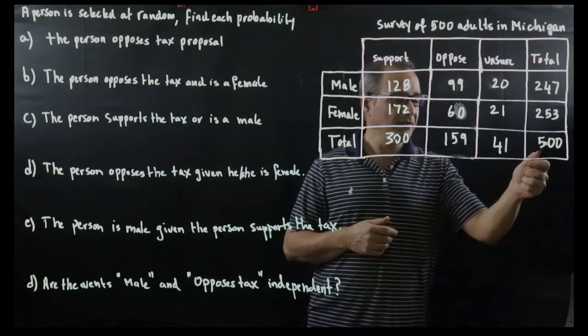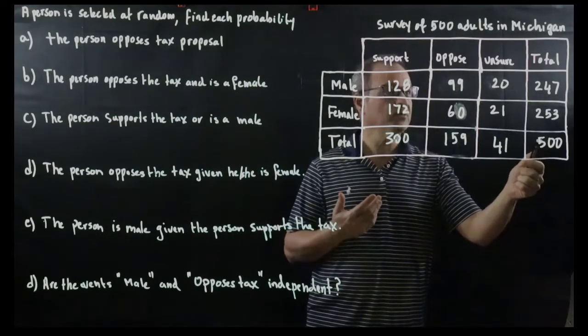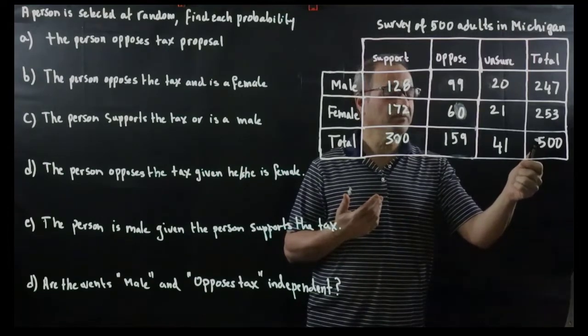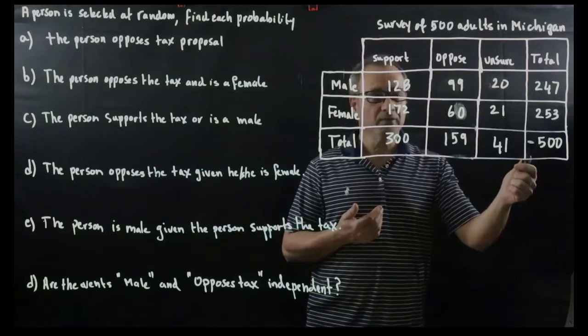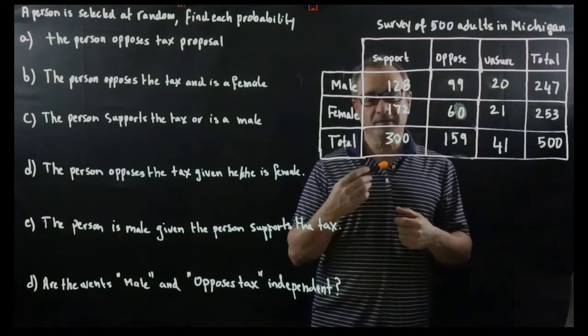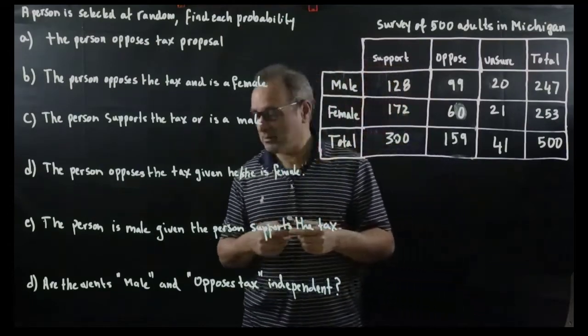What does the 500 mean? The 500 here means the total number of people who took the survey. This is called the grand total. Understanding the table is very important in order to answer the questions. Now let's go to the questions.